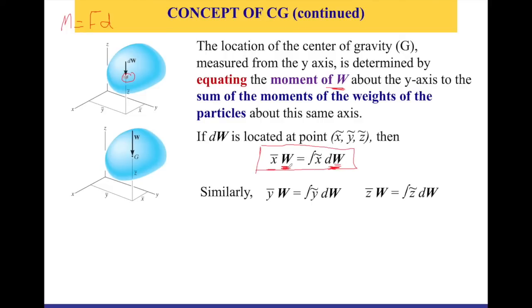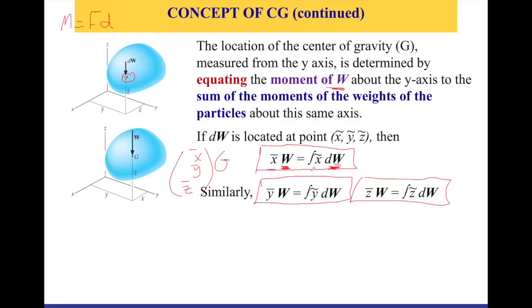This can be done the same way for the y and the z axes. So we will end up with three equations that we can use to find x bar, y bar, and z bar, which are the location of G. The end goal is to find x bar, y bar, and z bar, which are the coordinates, or the location, of the point G, the center of gravity.